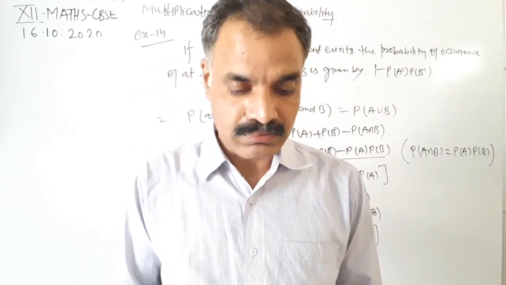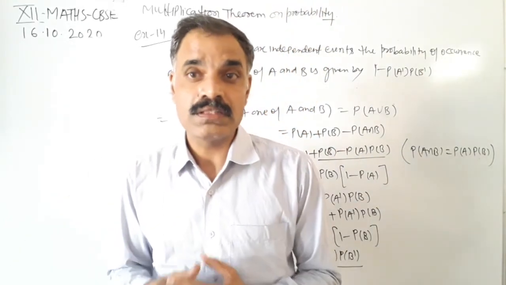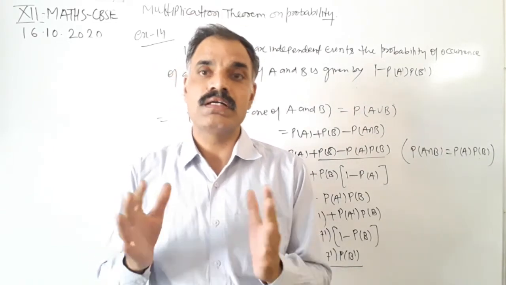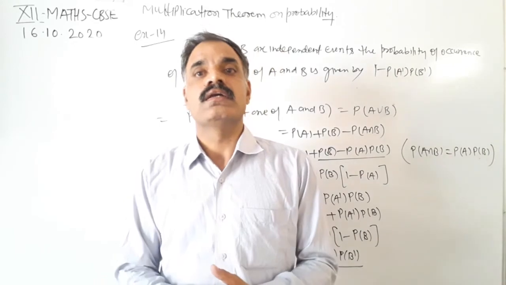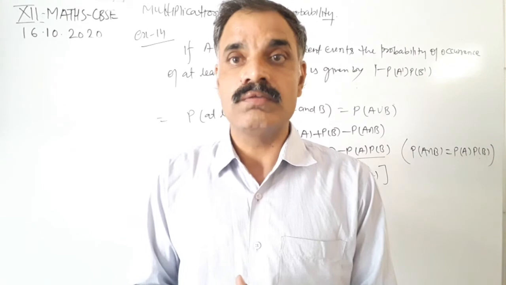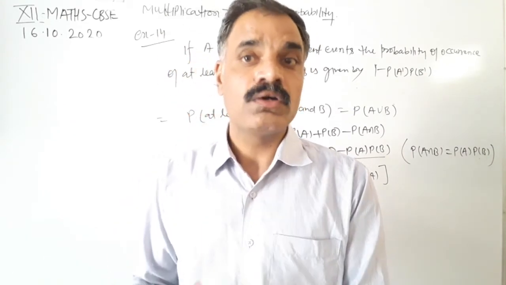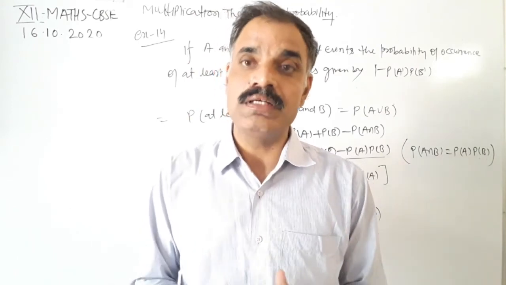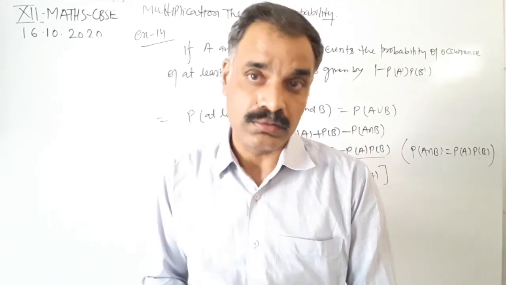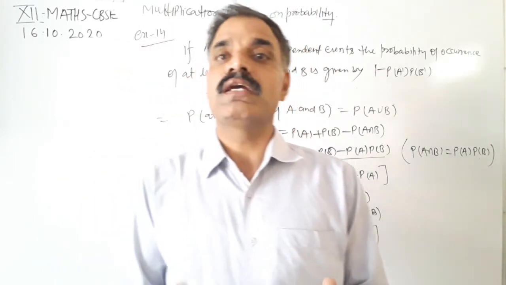So today we have discussed the multiplication rule of probability, also called the multiplication theorem on probability. In this theorem we find the probability of simultaneous occurrence of two or more events, or the probability of occurrence of two or more events one after another. So this is the multiplication rule of probability.